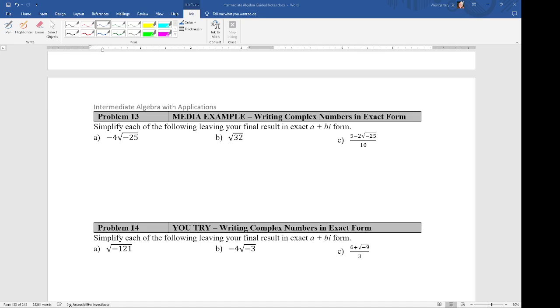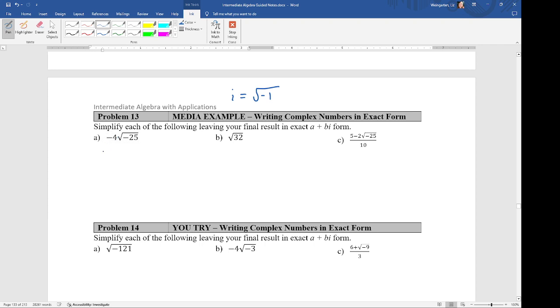Now we're going to start talking about complex numbers. Complex numbers involve the imaginary number i. And as a reminder, in case you haven't seen it, the number i is equal to the square root of negative 1. So whenever you see the square root of a negative number, it's going to involve the number i.